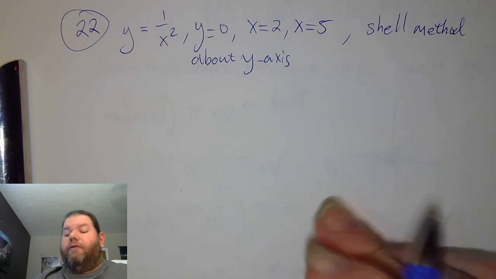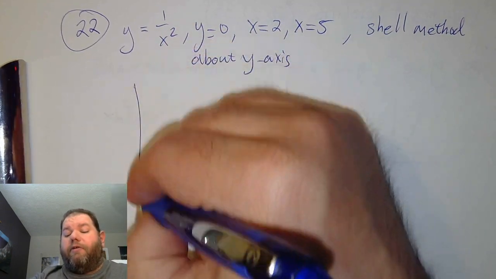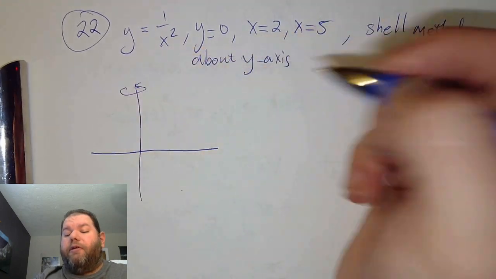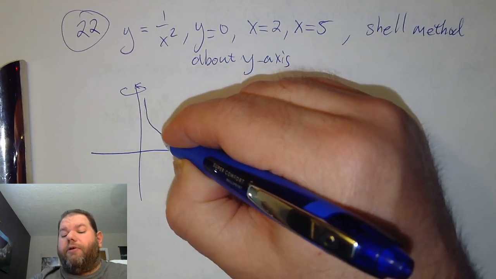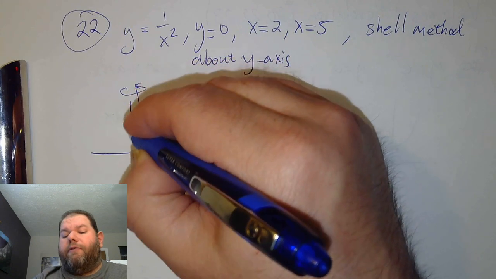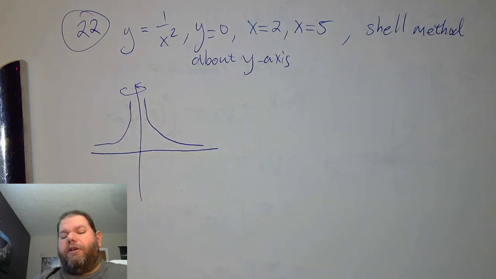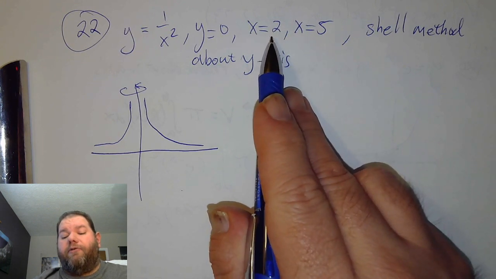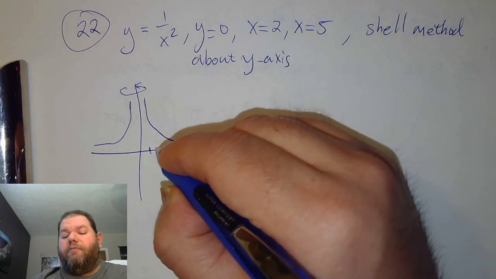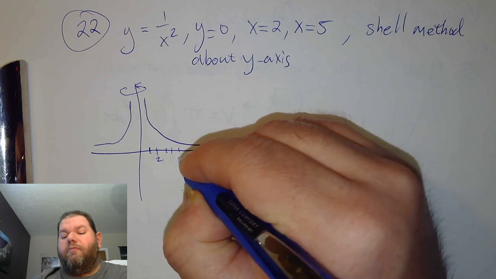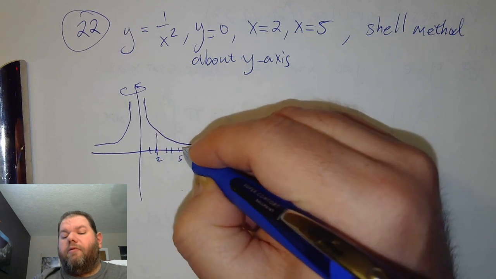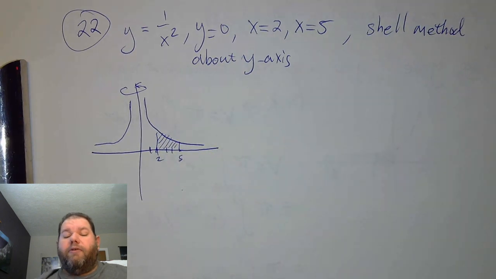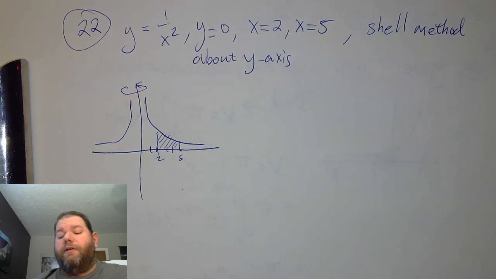All right. Let's figure out what we're looking at here. First of all, going around the y-axis, we know that y equals 1 over x squared is this curve here. Although we don't really need the left half, we really just need the right half, because we already see x going from 2 to 5. And so that identifies our shaded region.